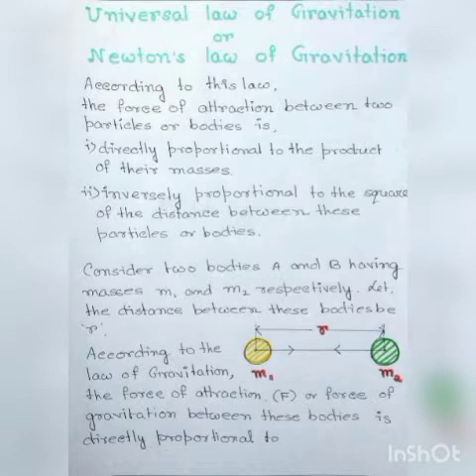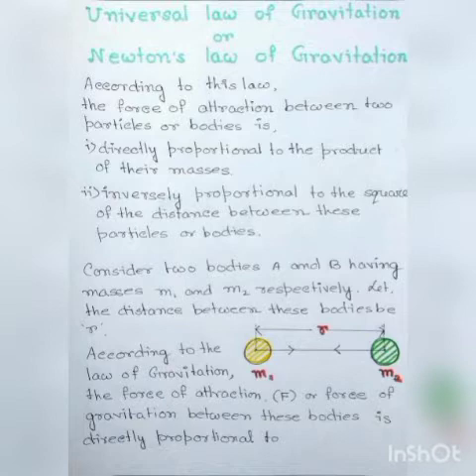Today first we will discuss the universal law of gravitation, which is also known as Newton's law of gravitation. According to this law, the force of attraction between two particles or bodies is, number 1, directly proportional to the product of their masses, and number 2, inversely proportional to the square of the distance between these particles or bodies. Now let us discuss the relation between gravitational force between two bodies and the distance between them.